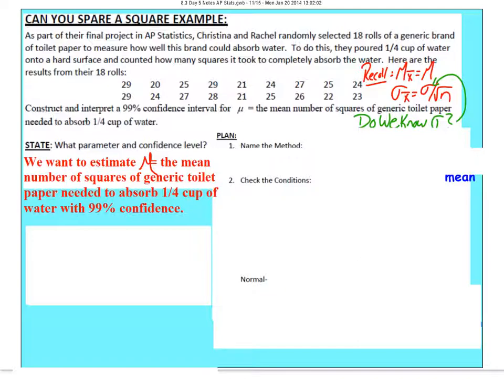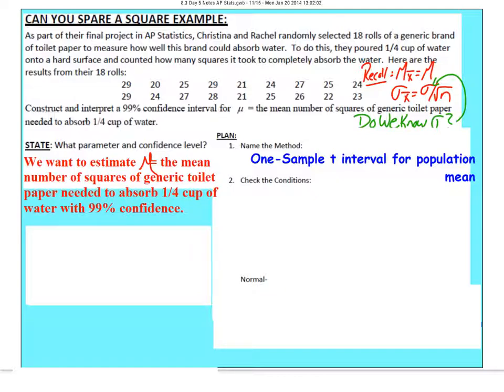Okay, what's our plan? For the plan, again, refer back to the handy sheet I gave you of all the confidence intervals and tests. What method or confidence interval are we going to do? All you need to state here is that we're going to do the one sample t interval for the population mean, and we'll get credit.